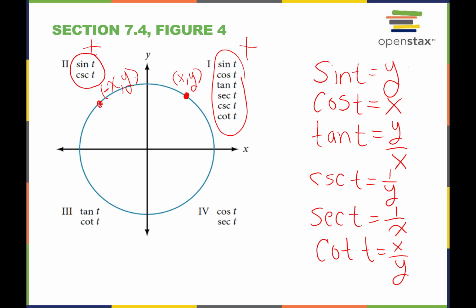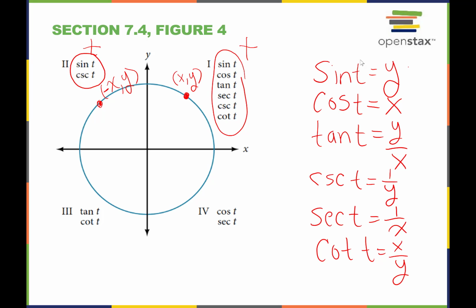So anything involving just y is going to be positive. So for example, sine is equal to y, so sine is going to be positive. Cosecant is equal to 1 over y, so that's positive. 1 over a positive number is a positive number. But if we start looking at the other values that involve x, those are going to be negative.